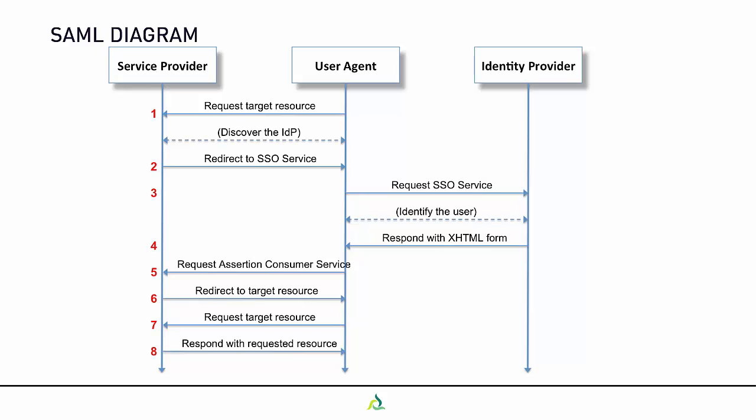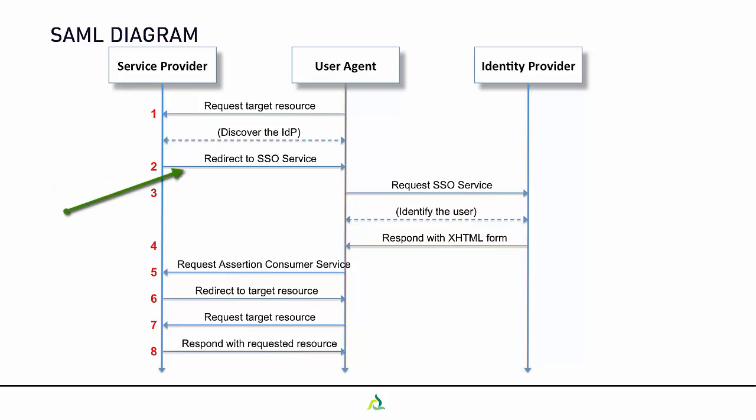We have to understand three different pieces. The first one is the service provider. The second one is the user agent. And the third one is the identity provider. We have eight different steps in this particular process: request target source, discover the IdP, and also redirect to the single sign-on service.